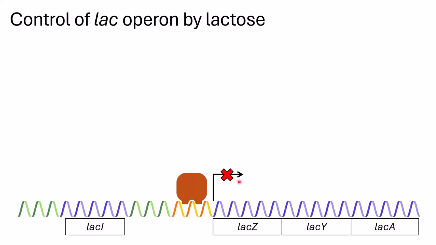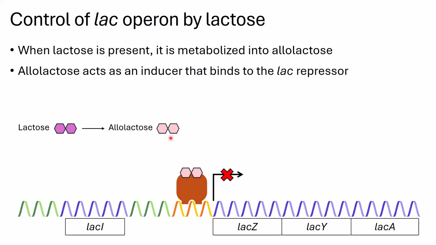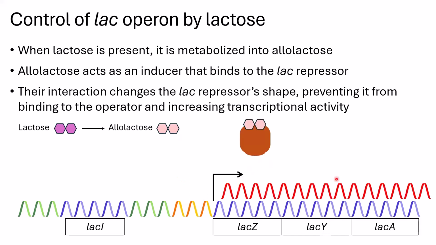If lactose is available, a metabolite of lactose, allolactose, is produced by the small amounts of proteins being produced by the lac operon. Allolactose then acts as an inducer by binding to the repressor, changing its shape so that it can no longer bind to the operator, and inducing activity of the lac operon. Once lactose levels fall, allolactose levels would also fall and stop binding to the repressor, and the repressor would bind to the lac operator again.